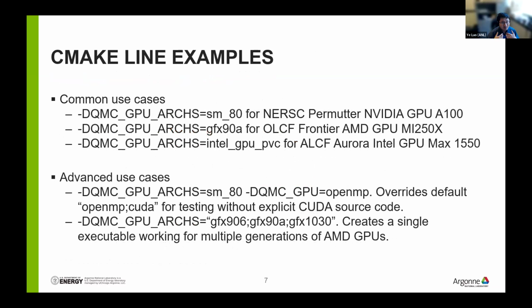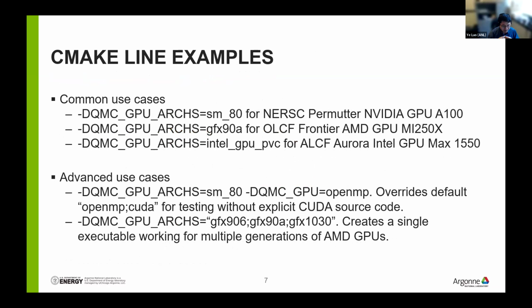Here are some CMake line examples. Very common use cases: on NERSC, you just say SM80. On Frontier, you just say GFX90A. And for Aurora, you just put PVC. As I mentioned, I emphasize, put a single entry. The others will be taken care of.